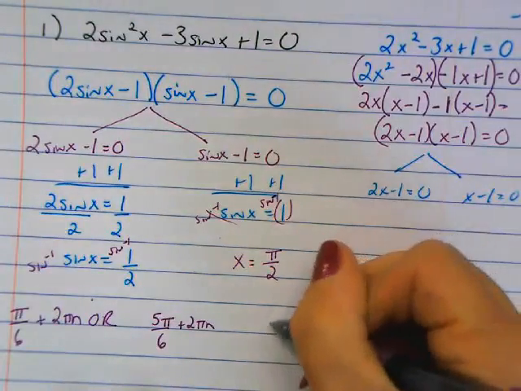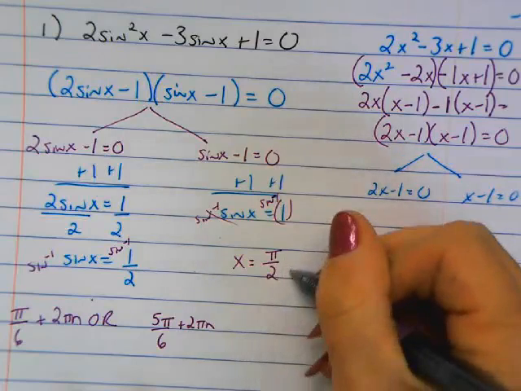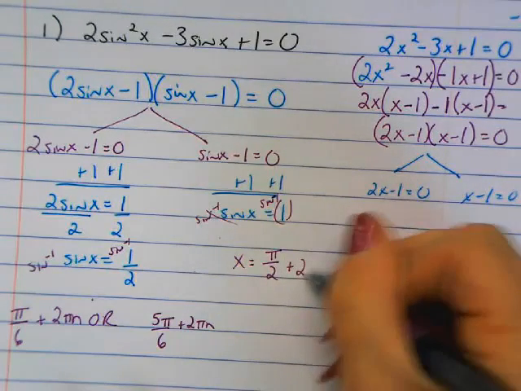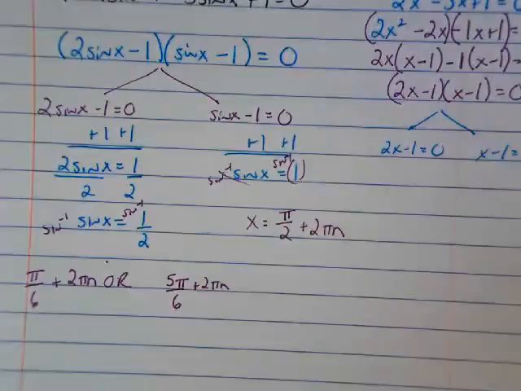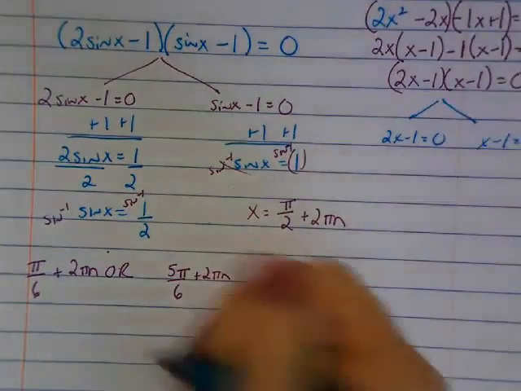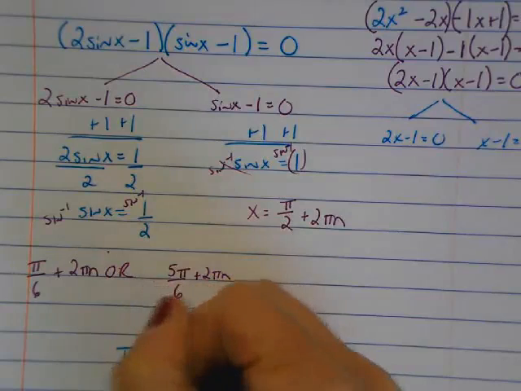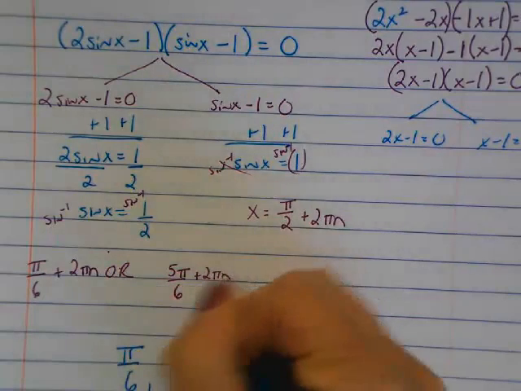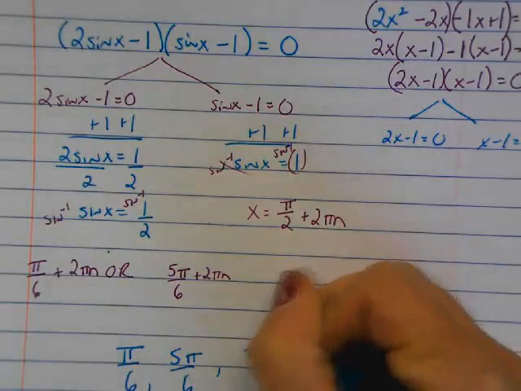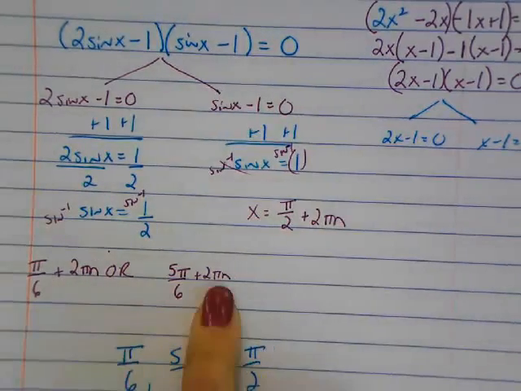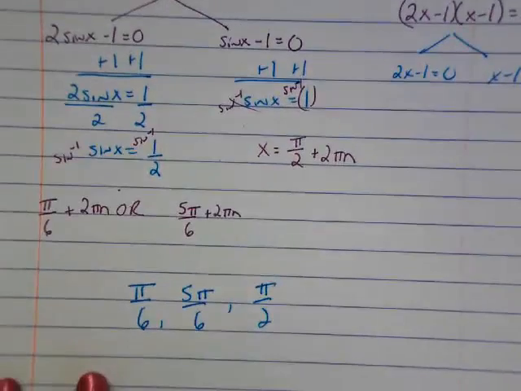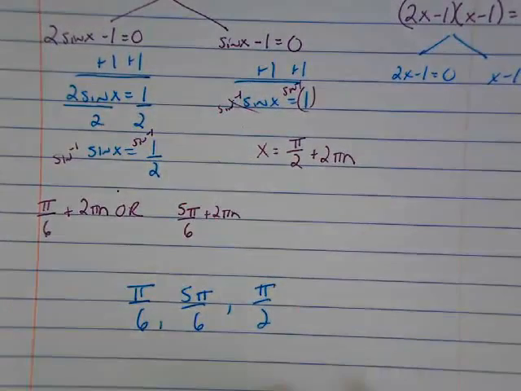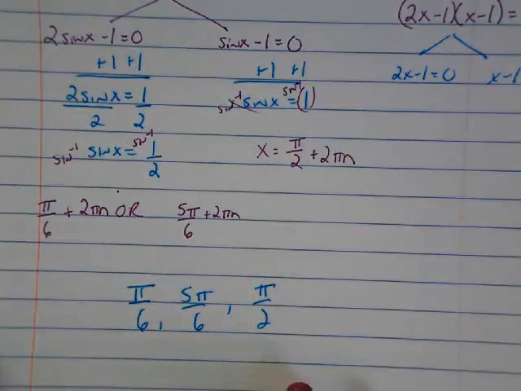So this would be pi over 2 plus 2 pi n. So my solutions would be pi over 6, 5 pi over 6, and pi over 2. Because again, anytime I add that 2 pi in, guess what? I go right over 2 pi. Alright? Okay, let's try the next one.